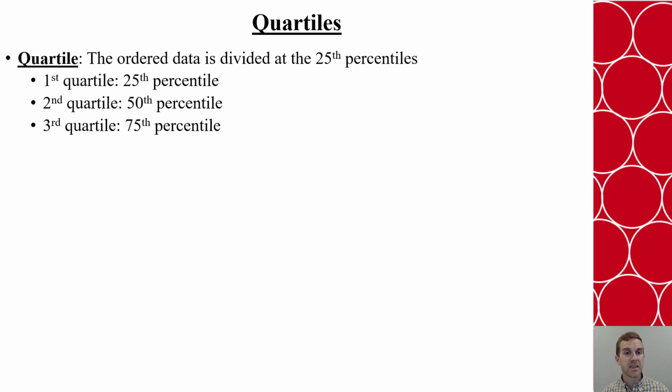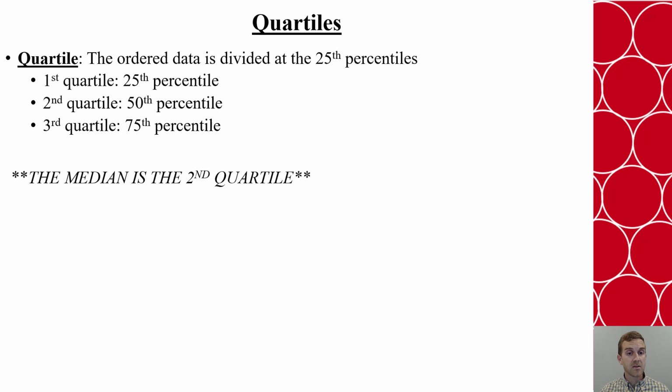Now, when we hear the word quartile, we're looking at very specific percentiles. This is where the data is split at the 25th percentiles. So we're looking at the 25th percentile, the 50th percentile, and the 75th percentile. And that 50th percentile, because the data is ordered, will represent the median. And that's a helpful piece to understanding how to find the other quartiles.